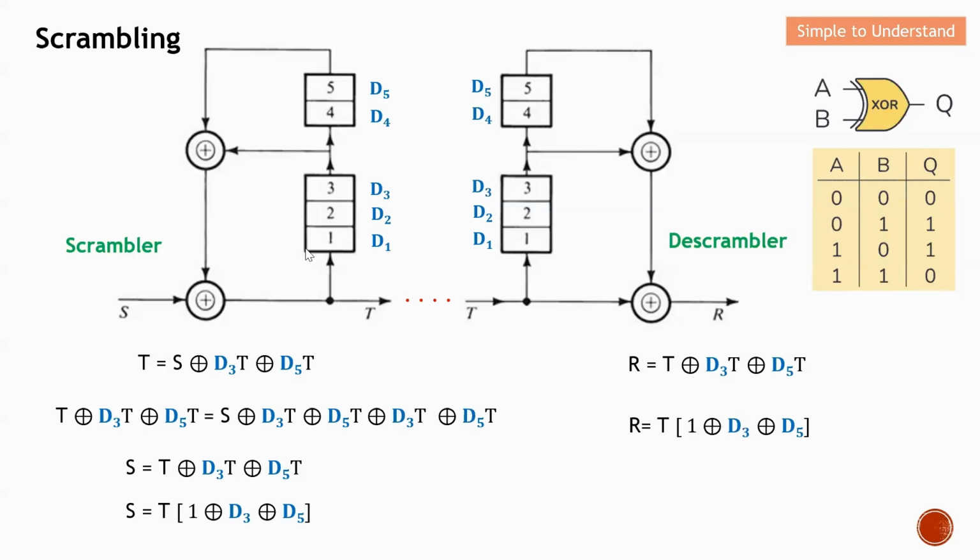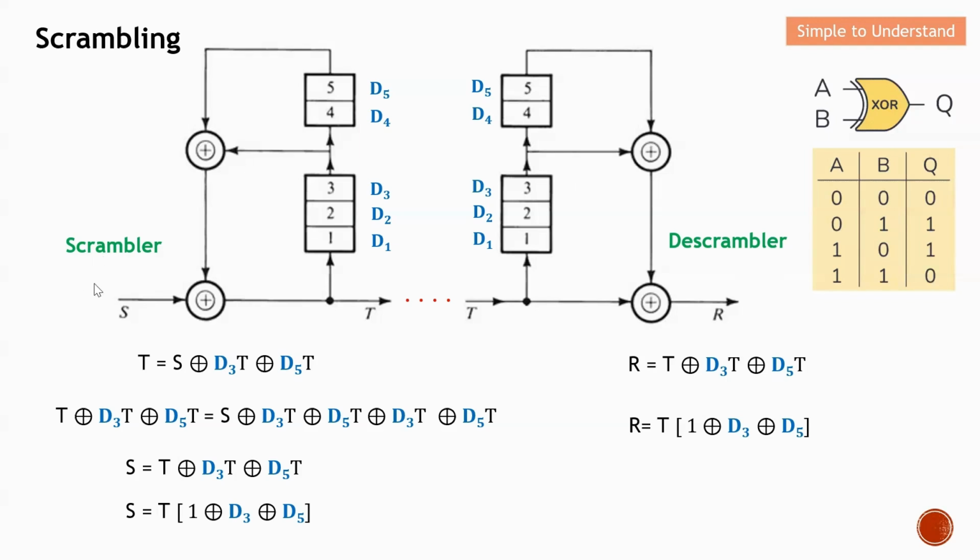Let me explain a little bit more how scrambling works. On your left is the scrambler, on your right is the descrambler. This is the original data that I want to send to the receiver. After scrambling, it arrives at another set of data. This set of data will be sent through the communication medium to the receiver. At the receiver side, it will descramble and arrive back at the original data from the transmitter.